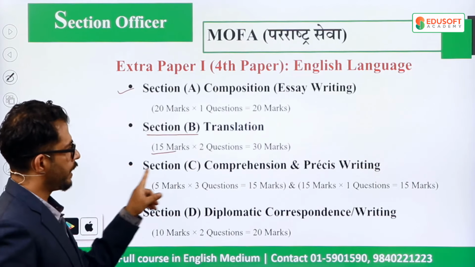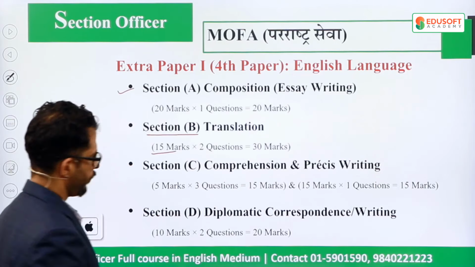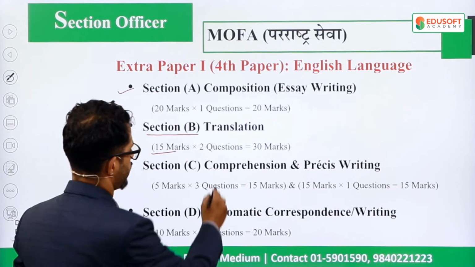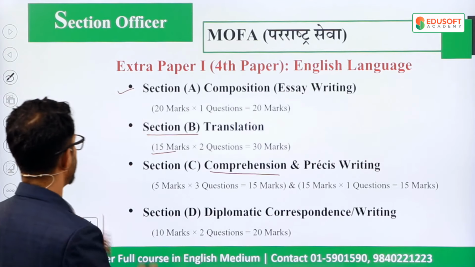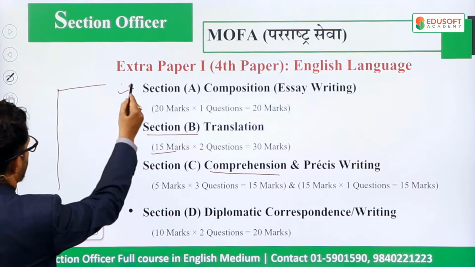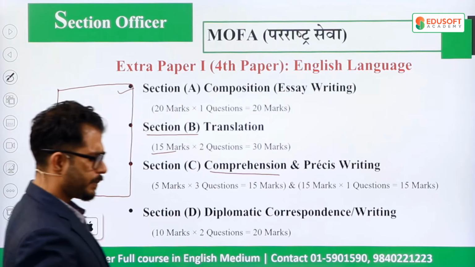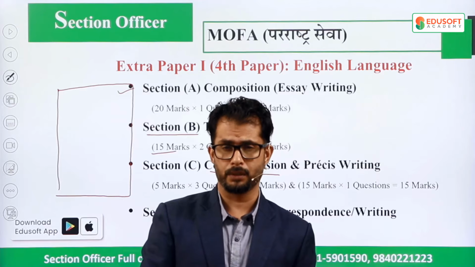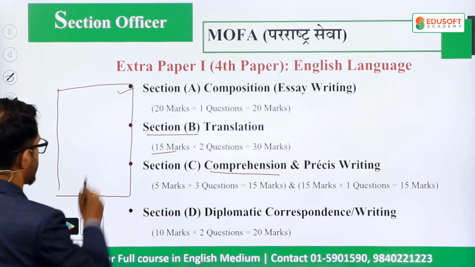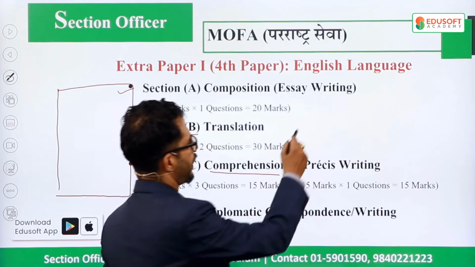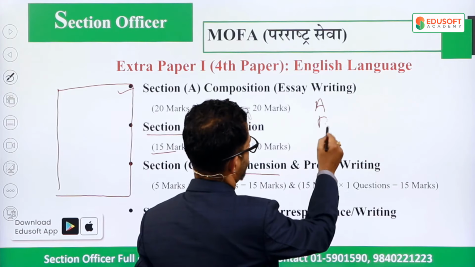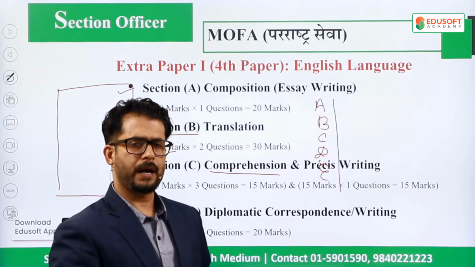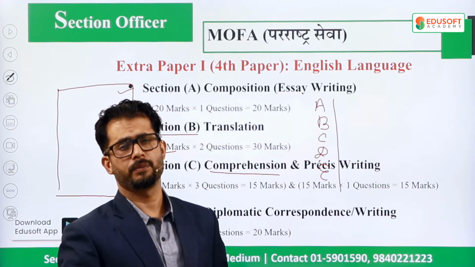Next one is comprehension and Précis writing. This comprehension is reading comprehension, where you are given a passage. The word count can be 400 to 500 words. There will be a passage, and this passage will be followed by 5 different questions, students: A, B, C, D, and E. 5 questions are there. You have to write answers to these 5 questions.